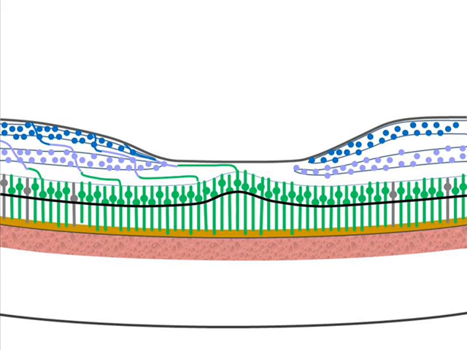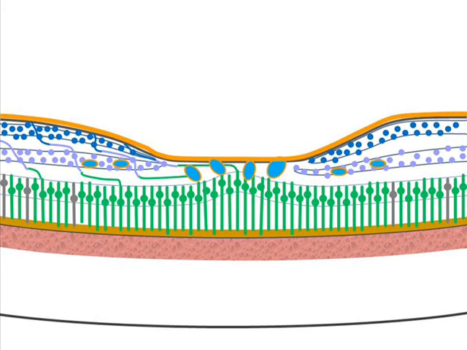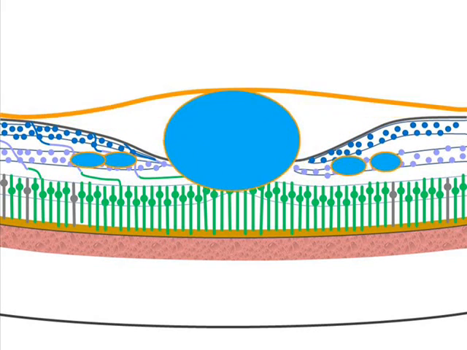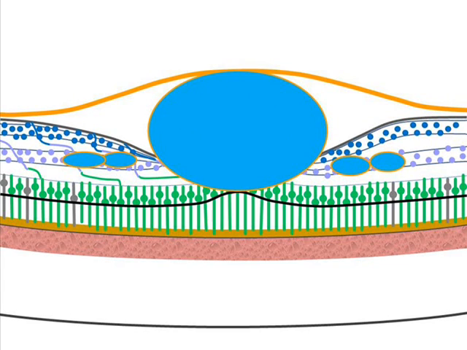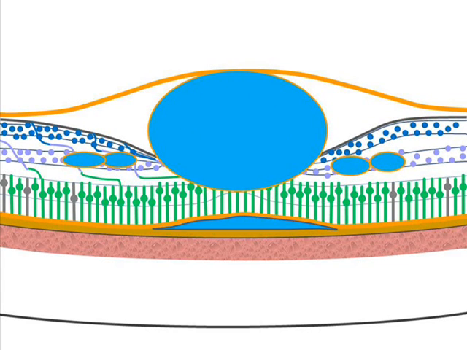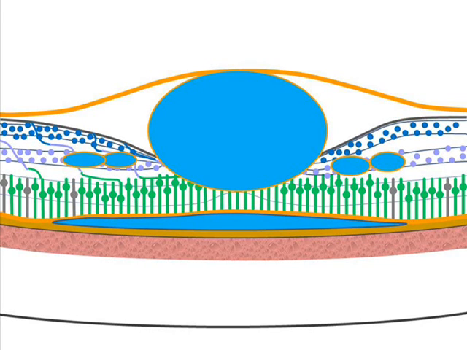This line of thinking may further help to explain why fluid accumulates in the Henle fibers, which are located just above the external limiting membrane, or why fluid accumulates in the subretinal space, right above the retinal pigment epithelium.